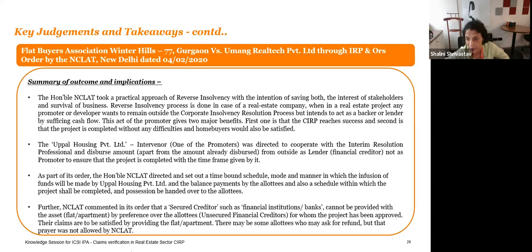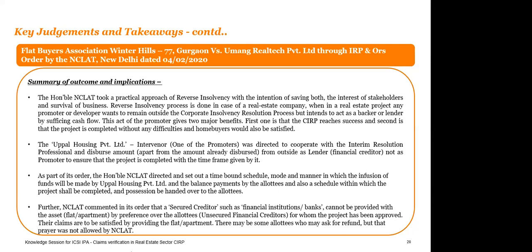First, the CIRP reaches success in terms of delivery of units to the home buyers. And the second is that the project gets completed without any difficulties and home buyers would also be satisfied. It is well known and well established that home buyers' interests are different from those of other financial creditors. They want delivery of their homes. If the reverse CIRP mechanism can enable that, then the courts have held that it should be permitted. Yeah, great. Now understood.